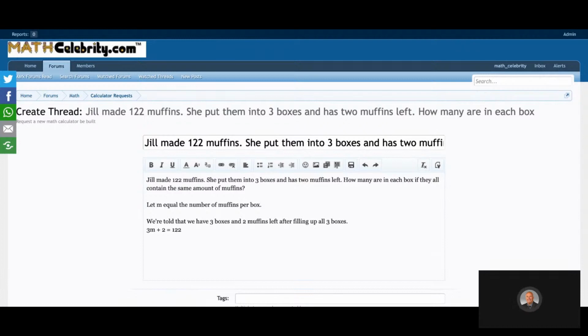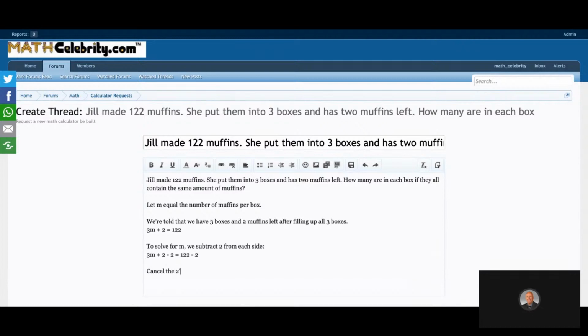Now, instead of jumping off the window and using our automated calculator, let's just do this manually. So to solve for M, we subtract 2 from each side. 3M plus 2 minus 2 equals 122 minus 2.